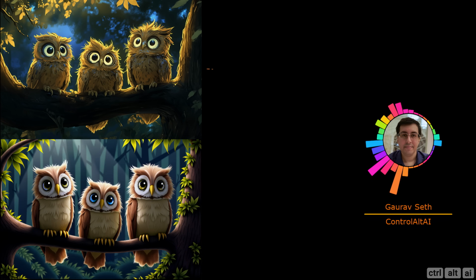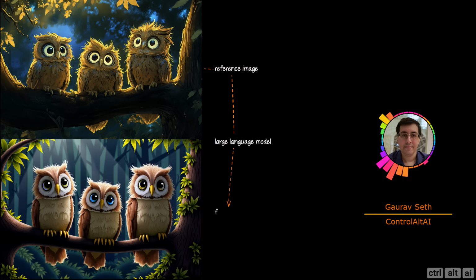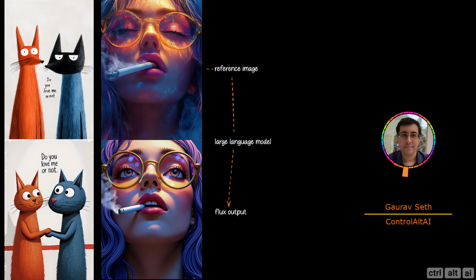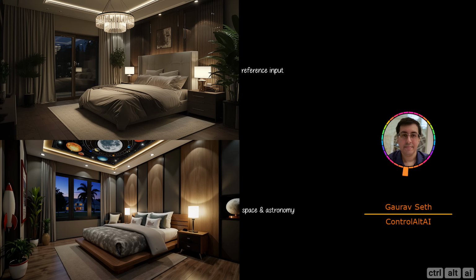With Flux and my custom workflow, you can take an input image, pass it through a large language model, and get creative results without any adapters or control net. And I have tried this with a range of images. Not only that, but you can also control the creative output.